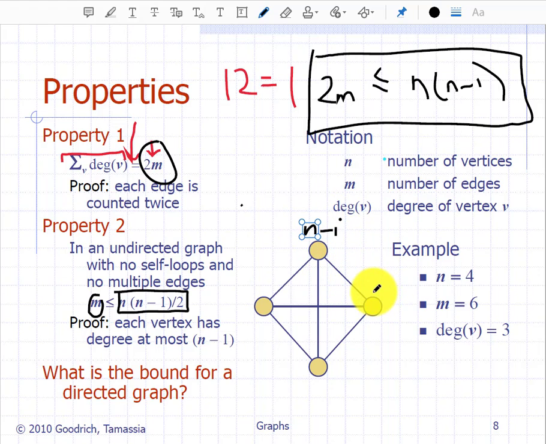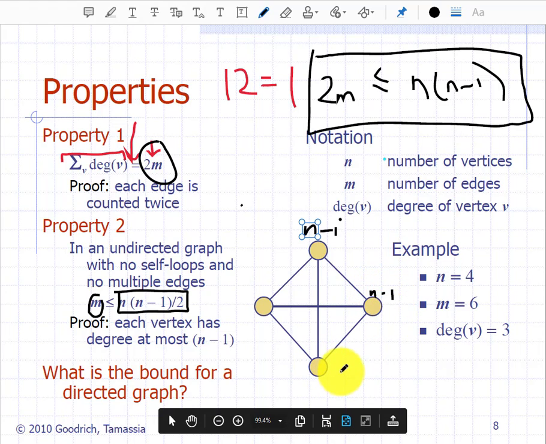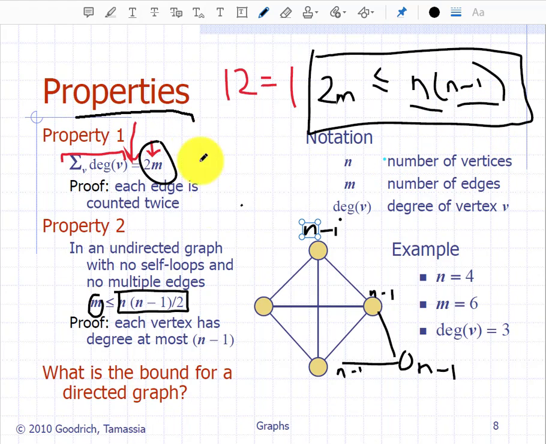The degree for the next one, since it's undirected, will also be n minus 1. And for the next node, it'll also be n minus 1. For the next node, and so on. And how many of these do we have? Well, we know that there are n nodes, so it'll be n times n minus 1, which is the sum of the degrees. And by this formula, we get this very nice expression. So this helps visualize it.